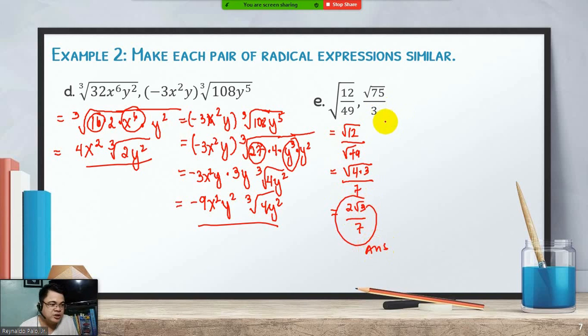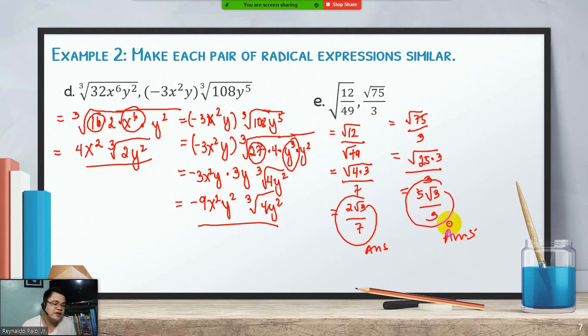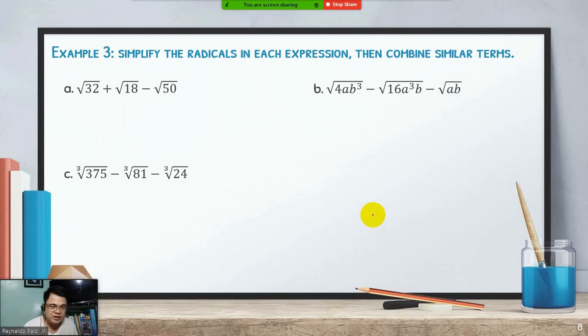Next, square root of 75 over 3. So, we will be factoring 75 wherein one of its factors is a perfect square. So, we have 25 and 3 over 3. Then, square root of 25 is 5, so we have 5 square root of 3 over 3. Therefore, this is already the simplified form. So, as you can see, they both have a radical of square root of 3. Therefore, they are what we call similar radicals. Now, let's apply those things here in these examples.